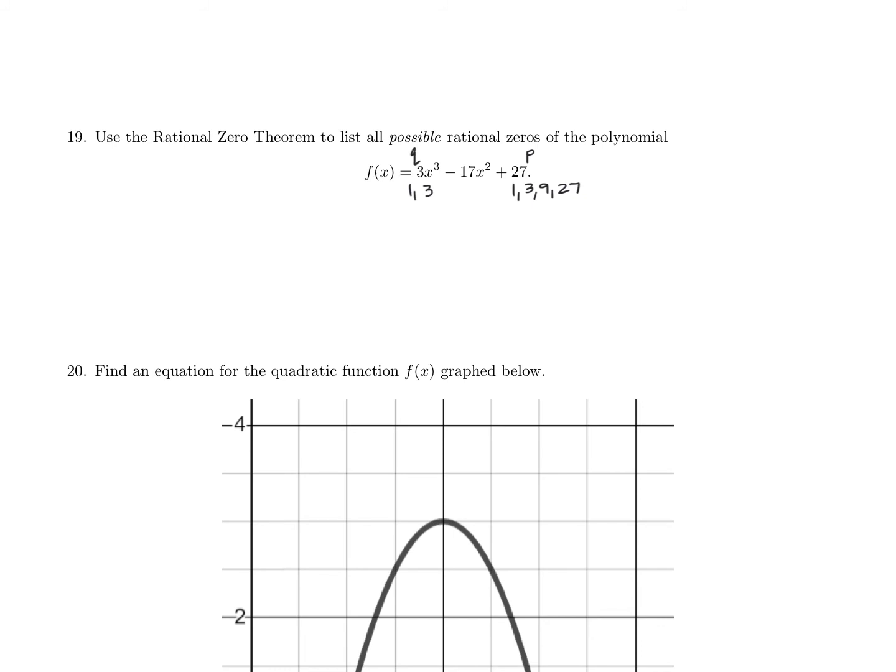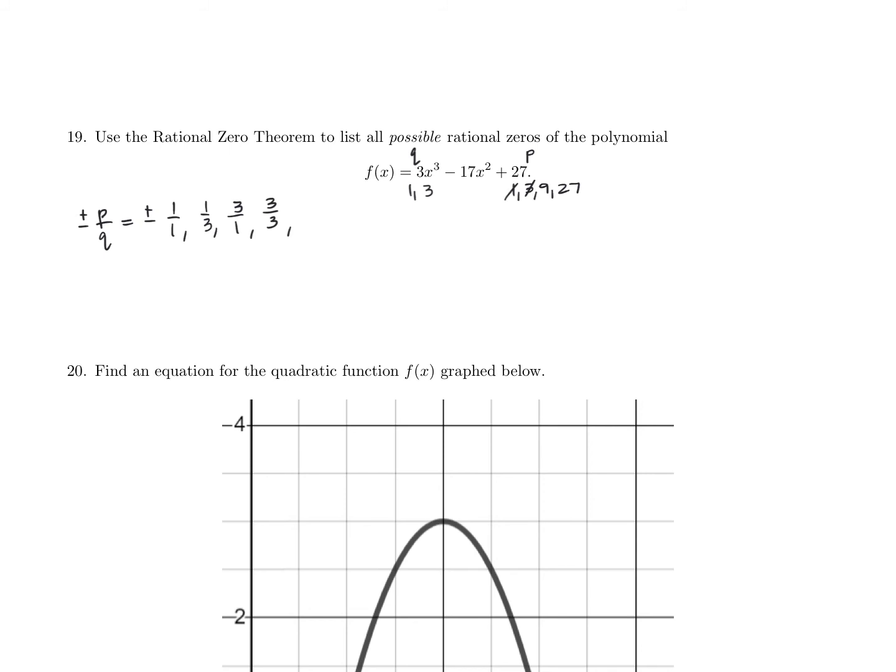So now what you want to do is make a list of plus or minus all fractions that you can make with the p on top and the q on bottom. So plus or minus we're going to start with a 1 for p and put 1 over 1, 1 over 3. So now we've done the 1. Now we're going to do the 3. So 3 over 1 or 3 over 3. So that one's done. We're doing that for each possible p.